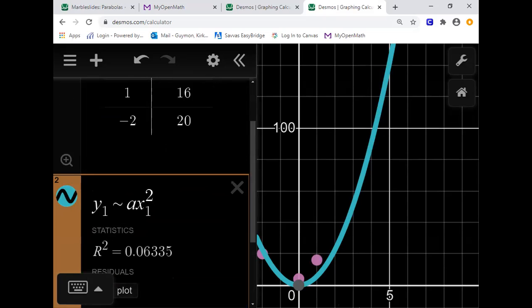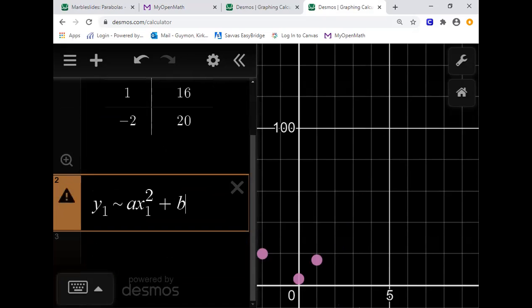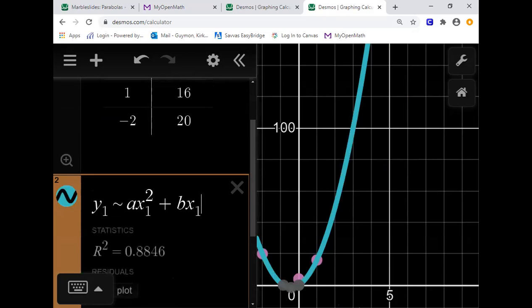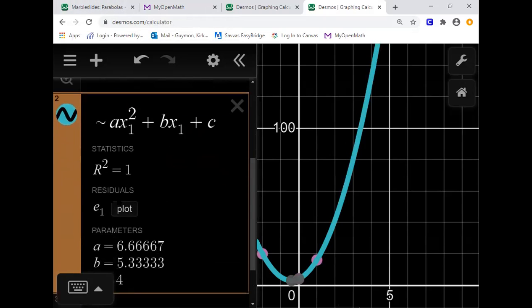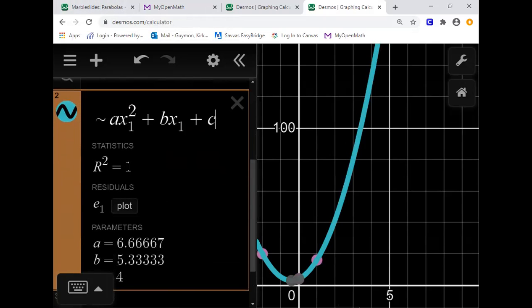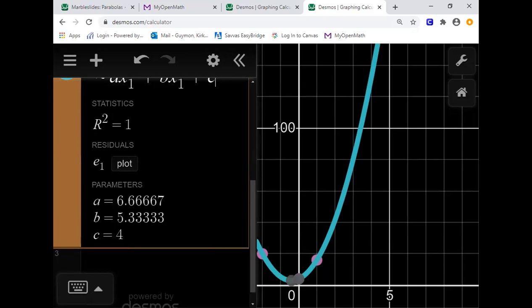then plus bx1 plus c. And if you look down below here, your regression r squared, the 1 tells us that's like a percentage. It's not exactly, but if it's a 1, it's 100% match. So this is an exact match for what we would have needed for the quadratic. So A was 6.6 repeating, B was 5.3 repeating, and C is 4.